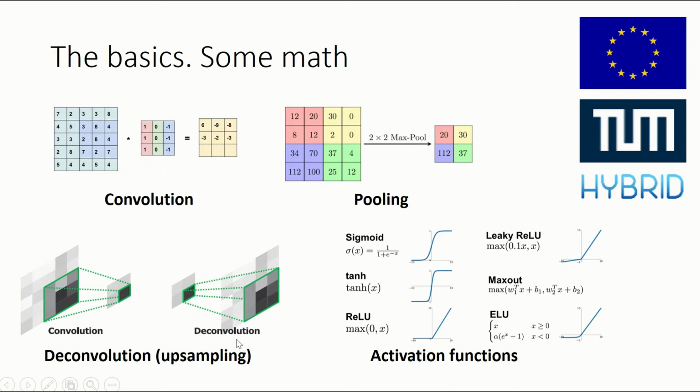Then the deconvolution or upsampling is basically a process where you do exactly the same as in the convolution, but backwards. So you try to recover the image from a previous convoluted result. This process is also a process of upsampling. So in some sense, we could say that it is the opposite of pooling in this context.